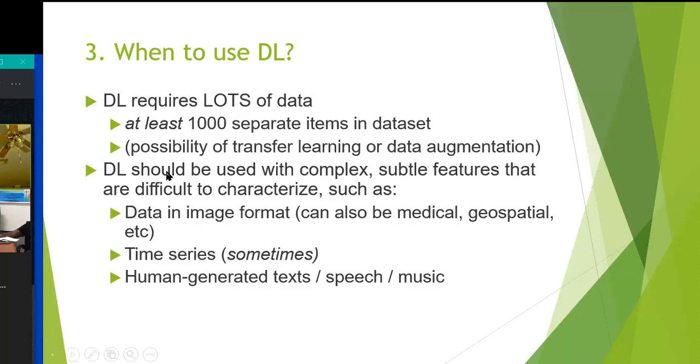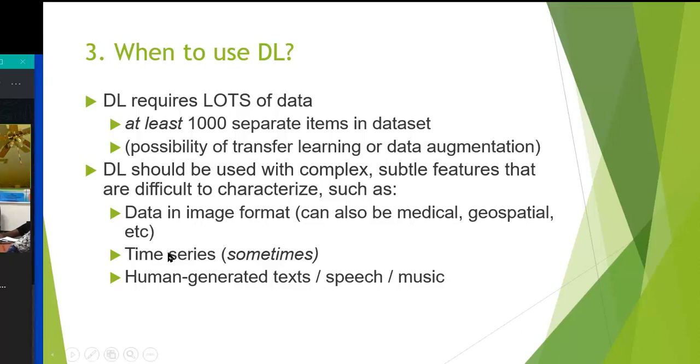Now, deep learning should be used with complex, subtle features that are difficult to characterize, especially image data. Now, images can be photographs, or they can come from medical scans or geospatial data. That's another way to get image data. But you need lots of images. For instance, 1,000 images. Lots of images to train your deep learning. And the deeper your neural net, the more images you need.